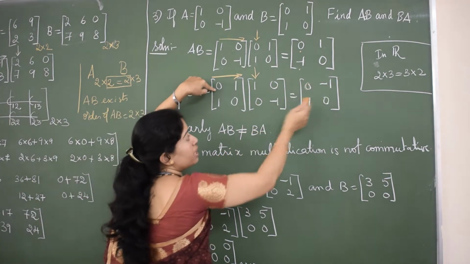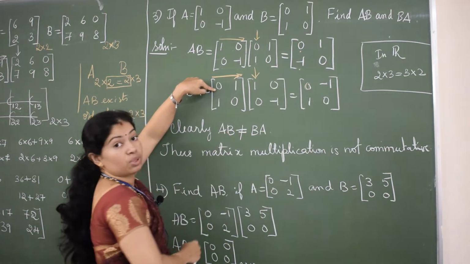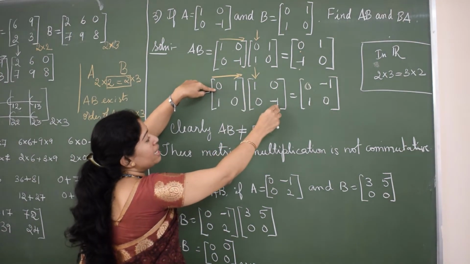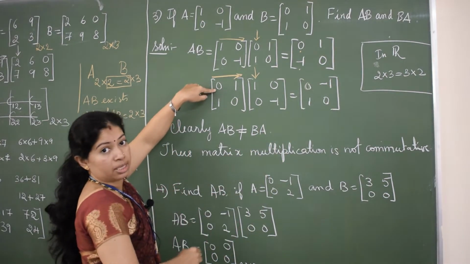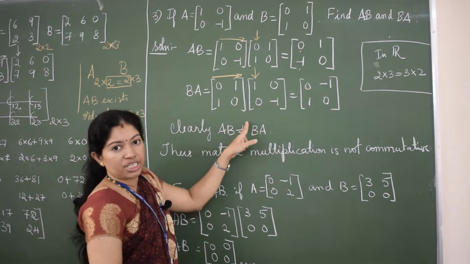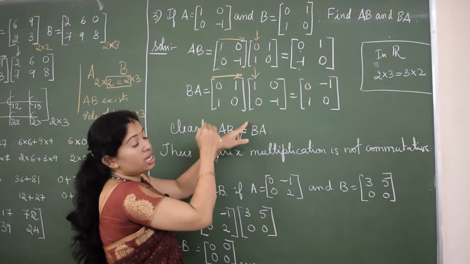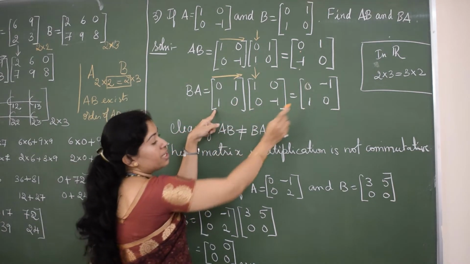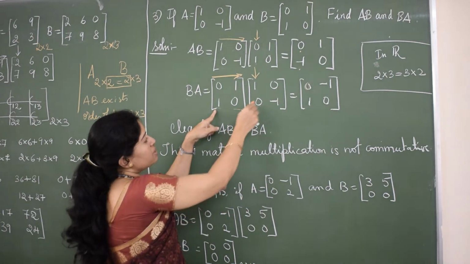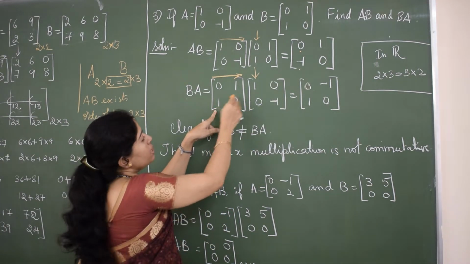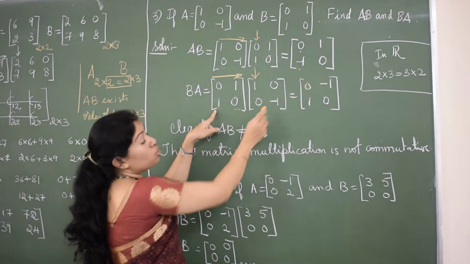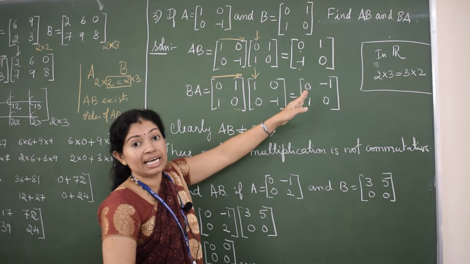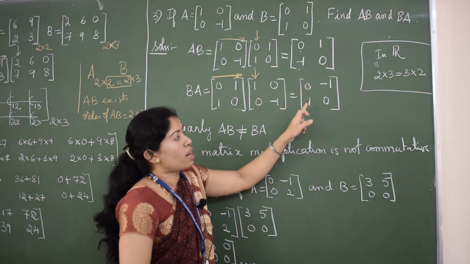Next, first row multiplied with the second column: 0 into 0, 0 plus 1 into minus 1 is minus 1. Next, take the second row and multiply with the first column: 1 into 1, 1 plus 0 into 0, 0. So here it is 1. Next, multiply the second row with the second column: 1 into 0, 0 plus 0 into minus 1, that is also 0. So we got the matrix containing the elements 0, minus 1, 1, 0.